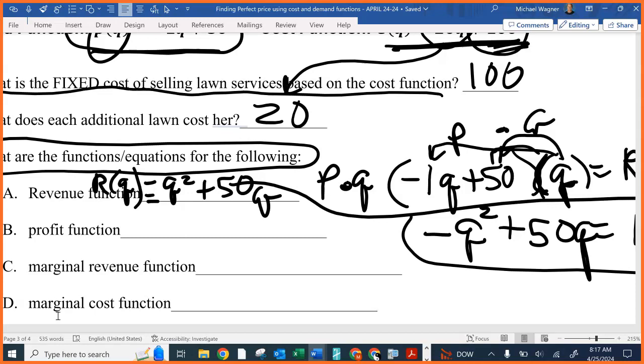Okay, and again, how did I get that? We'll start by realizing that revenue is price times quantity. Price is -1Q plus 50. That came from that demand function. It's covered up now. And then just times Q. That's all it is.